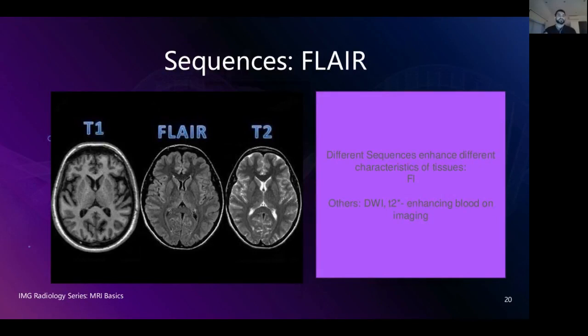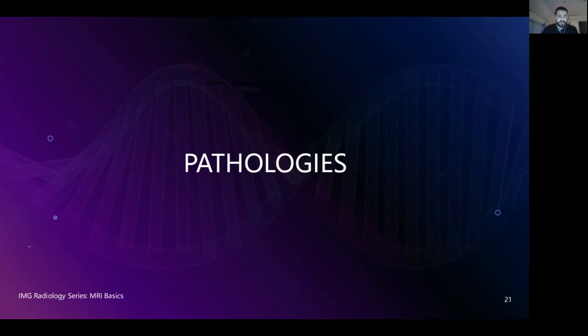And there are other types of sequences which include T2 star or DWI, for example, but they can be used to enhance things like blood on imaging, or even certain other pathologies like masses as well. So we're going to look through a couple of examples now, and let's see what you guys think.